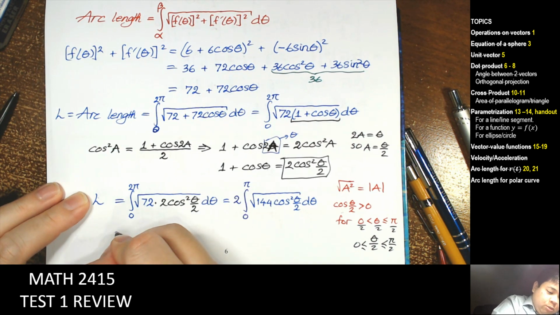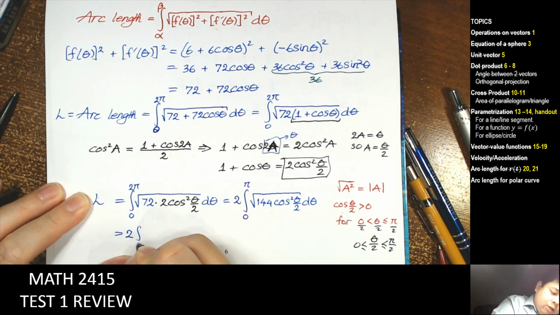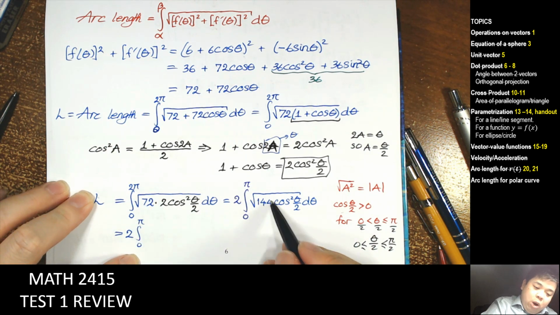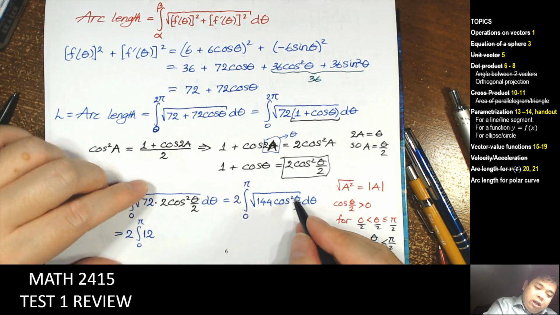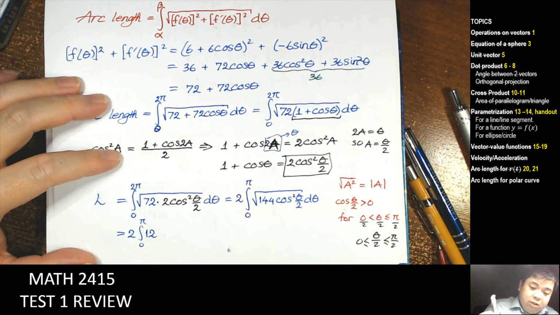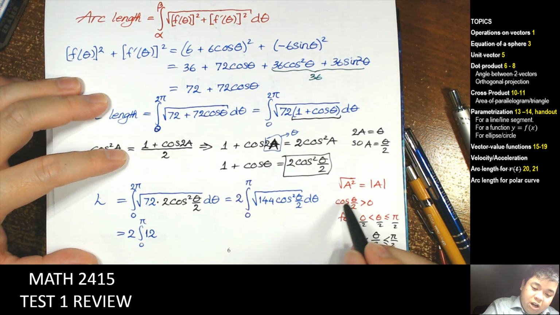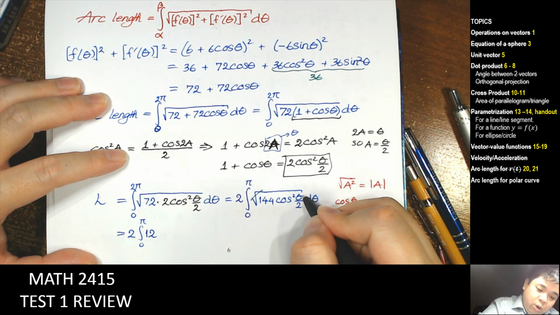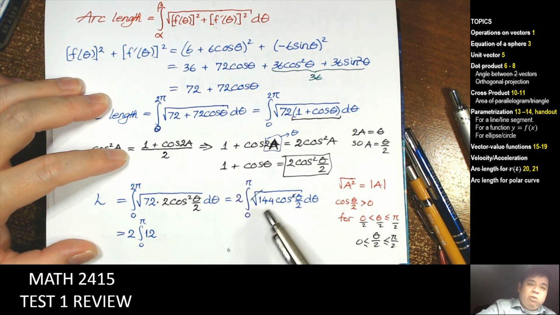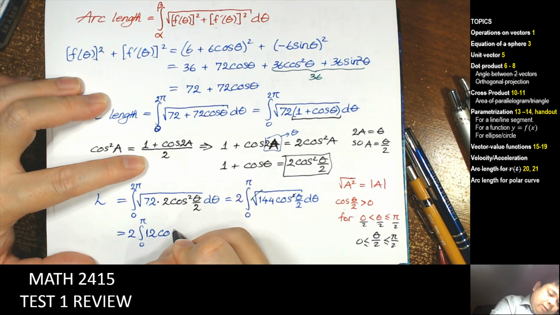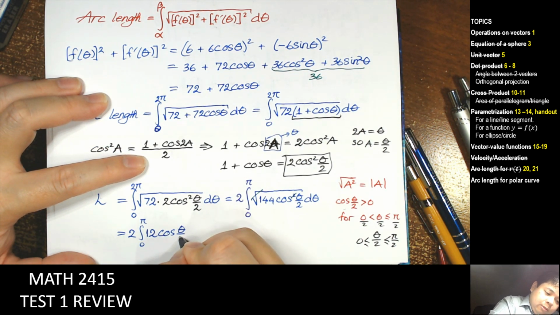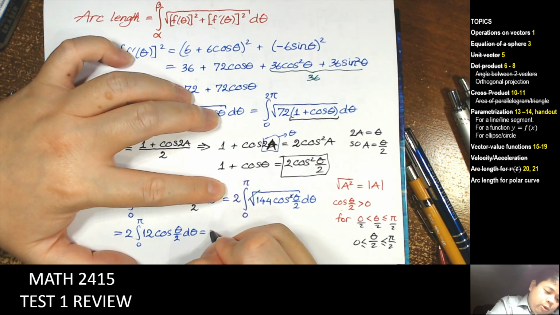And we say it's going to be twice as long, from 0 to pi. And the square root of 144, that is 12. And the cosine square, because it's positive, very important, because the cosine is positive, the square and the square root cancel out. The square root of 144 is 12, of course. So that will give us 24.